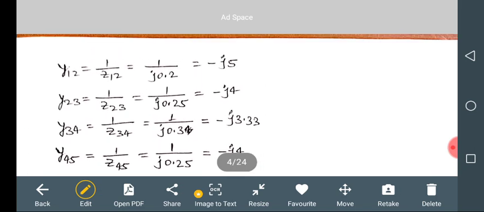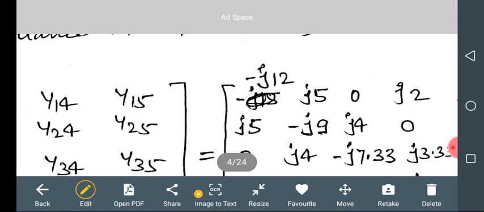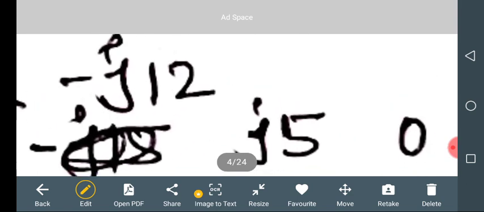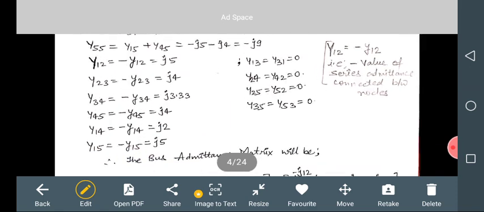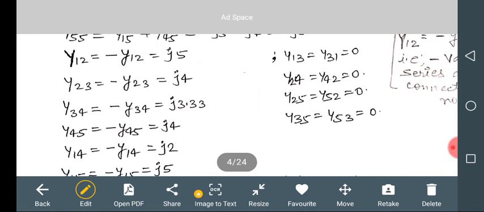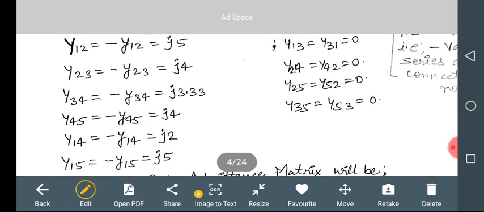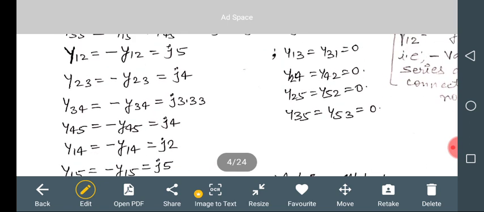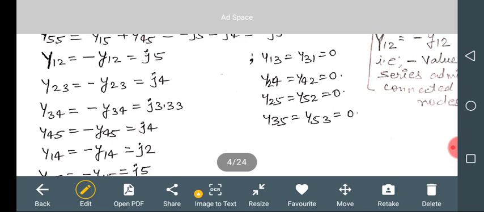What we have calculated here, Y12 will be equal to minus of y12, as mentioned here. Therefore this is j5. Similarly, all the off diagonal elements we can calculate like this. Y23 will be equal to minus of y23, and likewise Y34, Y45, Y14 and Y15. The remaining values like Y13, Y31 will be equal to 0.